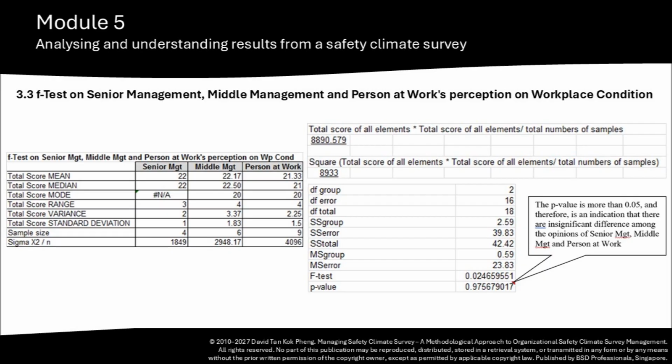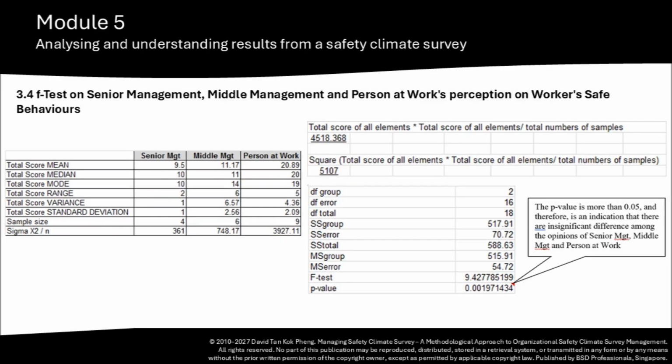A review of the mean scores further supports this conclusion. The mean values for senior management, middle management, and persons at work are closely clustered within the range of approximately 21 to 22, indicating a high degree of consistency in their responses. Since the F-test has shown that there is no statistically significant difference among the groups, there is no requirement to conduct further pairwise comparisons using t-tests. Consequently, the analysis concludes that perceptions of workplace conditions are generally aligned across all respondent categories.